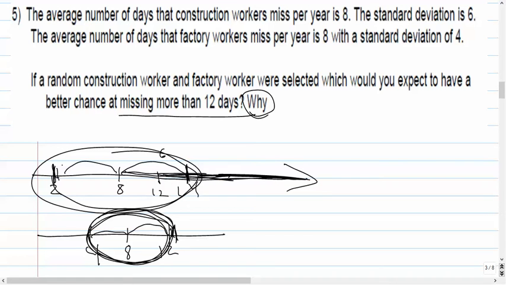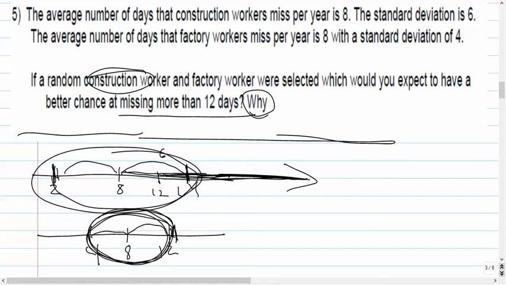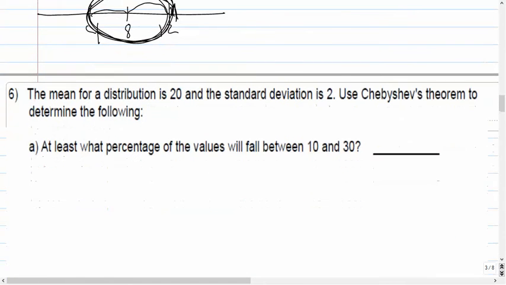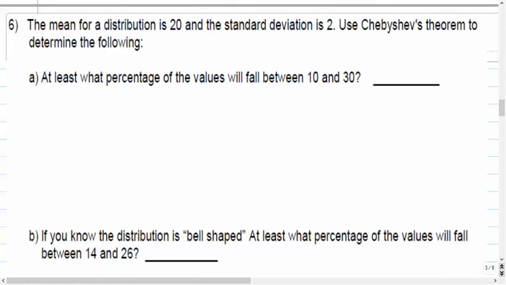Standard deviation indicates how far the data is spread from the mean; the more spread out the data, the larger the standard deviation is. So that's my argument. I would be choosing the construction worker as being more likely to be missing more than 12 days. And that's the best I could explain that to you. So hopefully that worked.